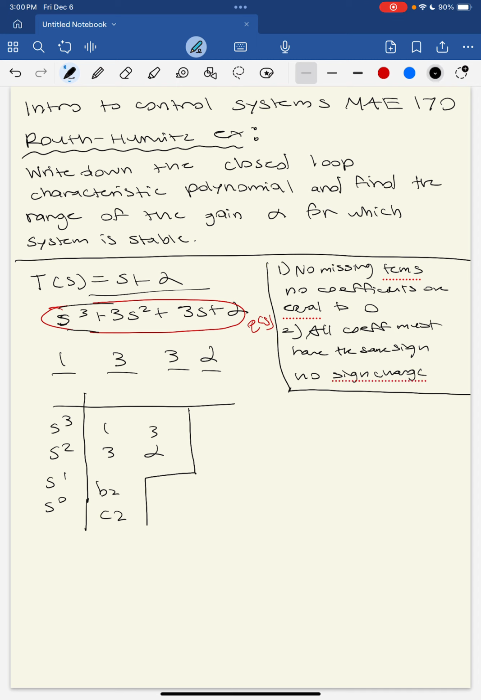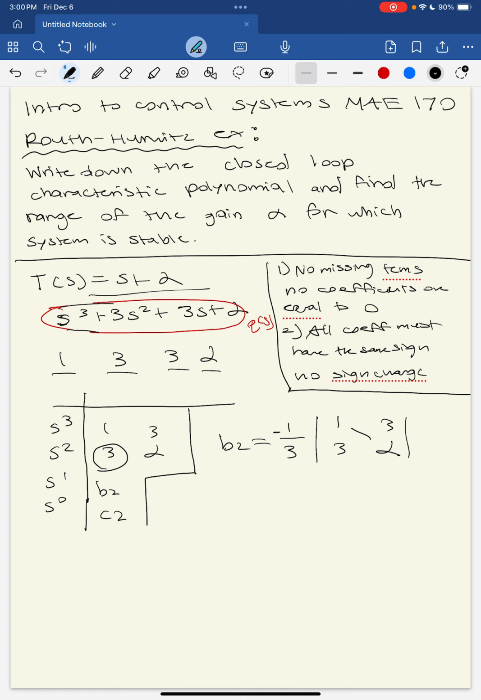So first thing that we're going to find is B2. So B2 is going to be equal to, let's take the inverse of this. It's always going to be negative 1 over whatever this number right here is. In this case, it's 3. So we're going to put 3 right there. And then write down the matrix, which is going to be 1, 3, 3, and alpha. And you're going to go from here.